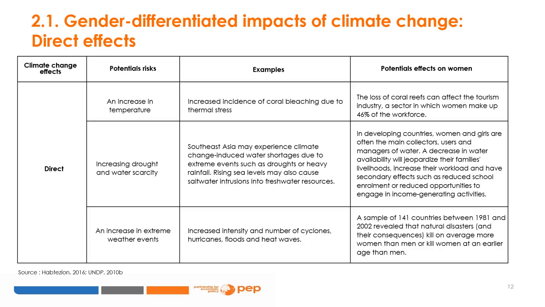Climate change can increase the amount of extreme weather events, such as an increased number and intensity of cyclones, hurricanes, floods, and heat waves. A sample of 141 countries between 1981 and 2002 revealed that natural disasters and their consequences kill on average more women than men, and kill women at an earlier age than men.